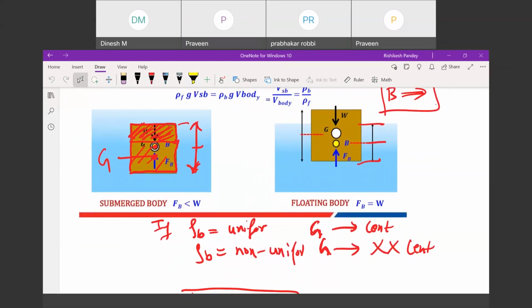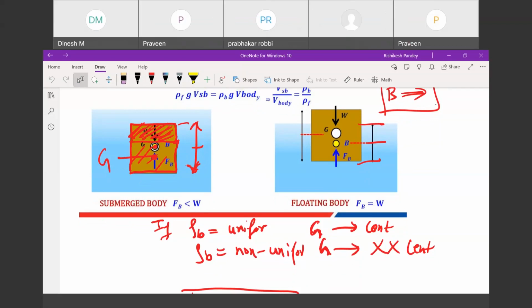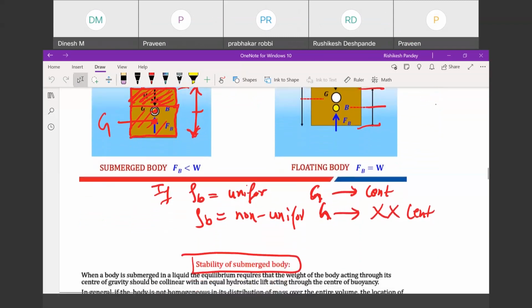Am I explaining too much, or shall I move fast or slow? Anything you can tell me. Okay.